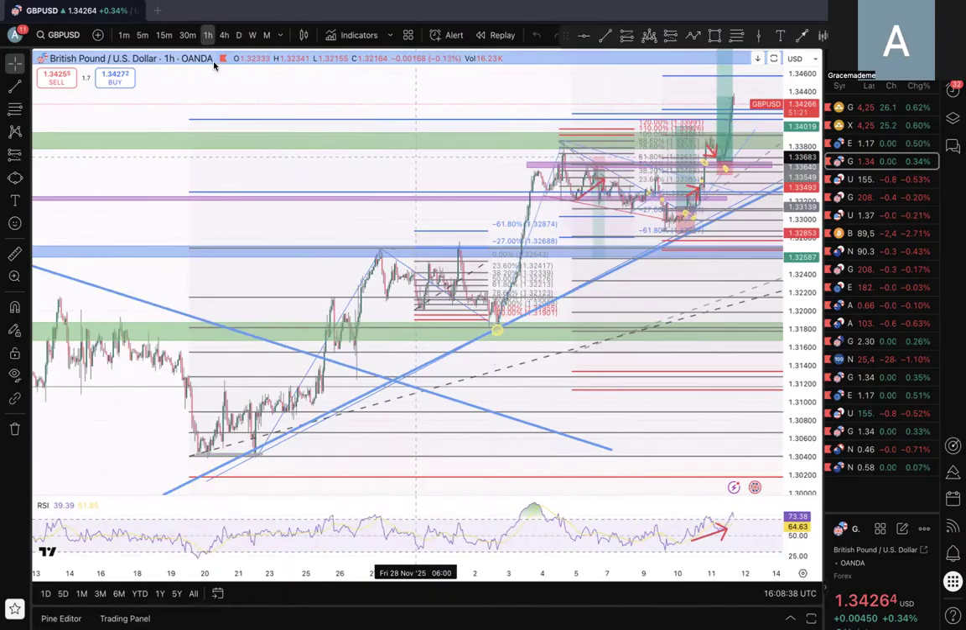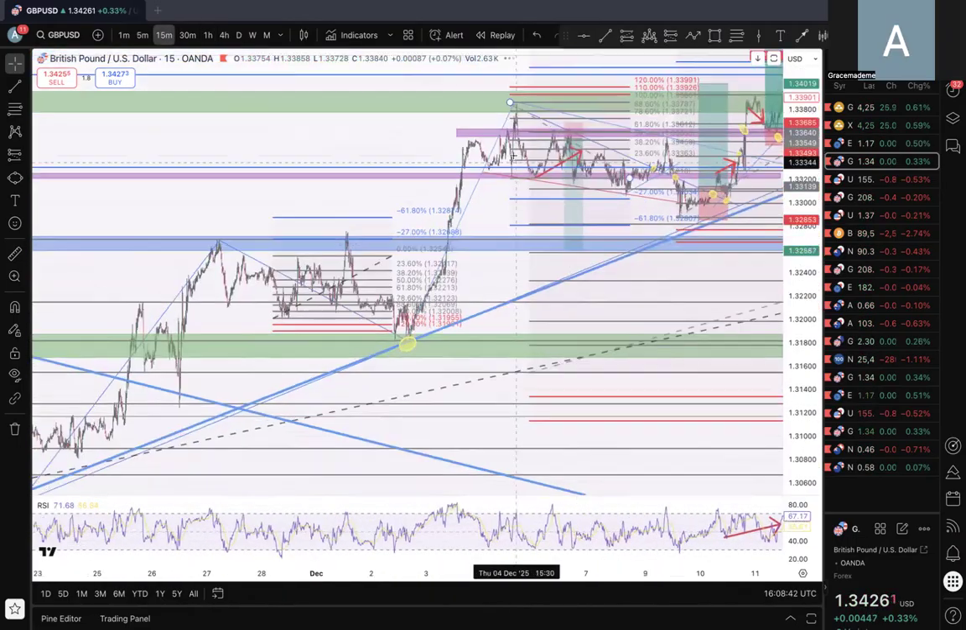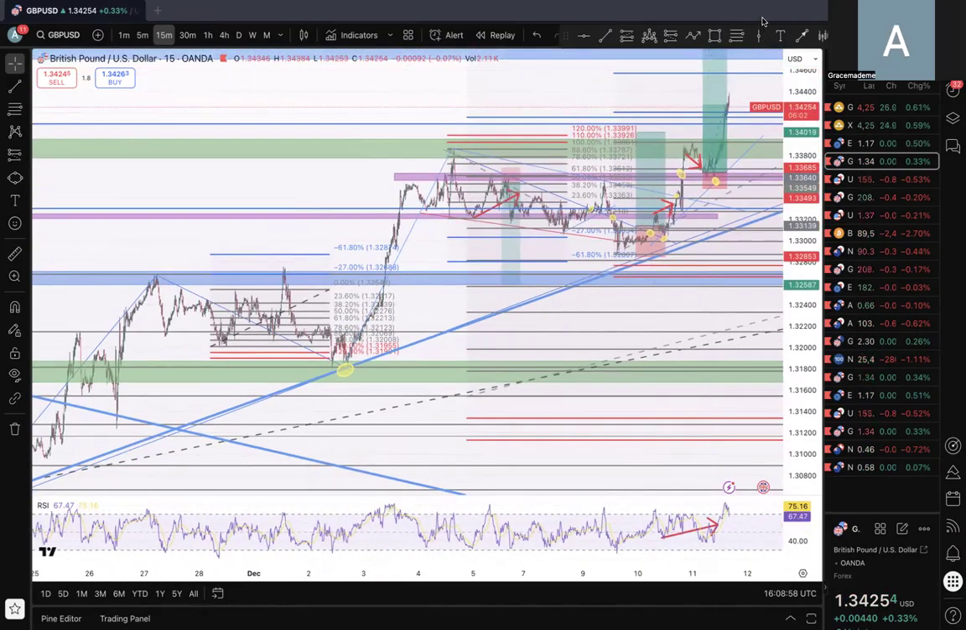Let me put it like this. When you go to the 15 minute, you see right here, when I saw this, I knew it was going to diverge. I knew divergence was coming into place because this was giving us a higher high, and here it's giving us, let me show it this way.